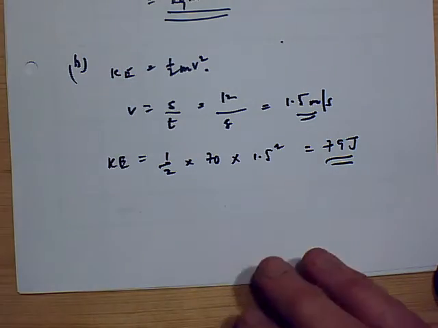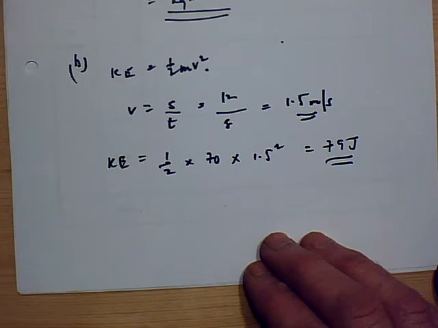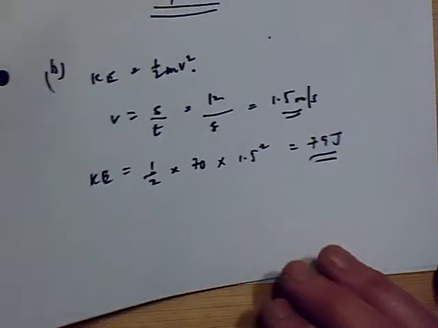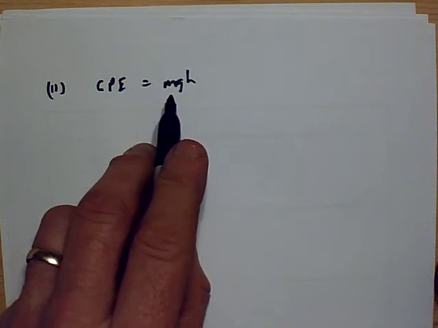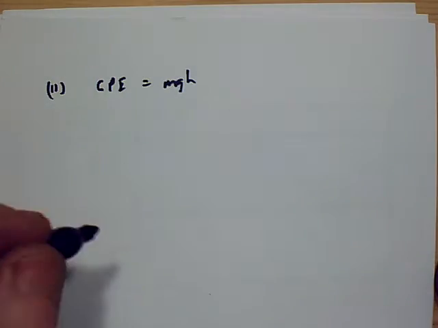Part C says, calculate the gravitational potential energy gained by the person. So let's have a look at that. Part 2 is gravitational potential energy gained by the person. GPE is mgh. We know the mass of the person. We know gravity. We don't know h though.